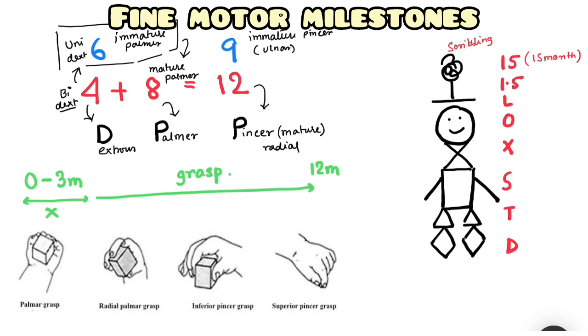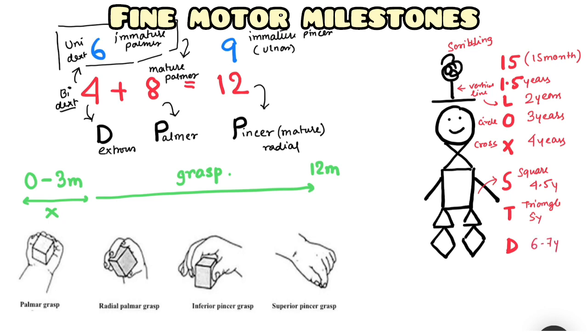At around 1.5 years, that is around 18 months, the baby draws a vertical line. At 2 years, the baby draws a horizontal line. L is line, that is horizontal. Then we come to O. O represents a circle which is drawn by the baby at around 3 years of age. Then the baby draws a cross, which is represented by the X over here, at 4 years of age. Then the baby draws a square at around 4.5 years of age, a triangle at around 5 years of age, and diamonds finally at 6 to 7 years of age.